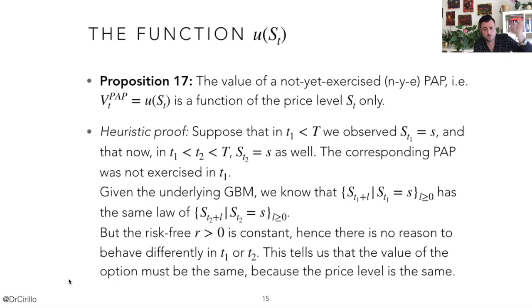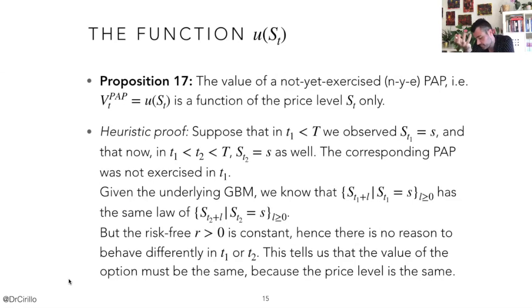where S at t1 was equal to a value small s, so that was the price level at t1. If at another time point t2, that can be now or in the future, we observe the same price level, so S at t2 is equal to small s again, then given the properties of the geometric Brownian motion, we can simply infer that since we have not exercised at t1, we will not exercise at t2.